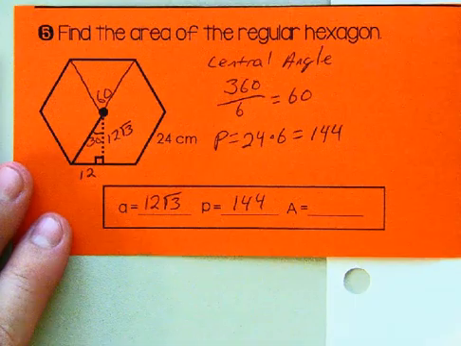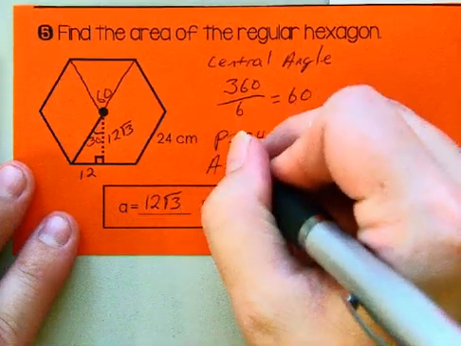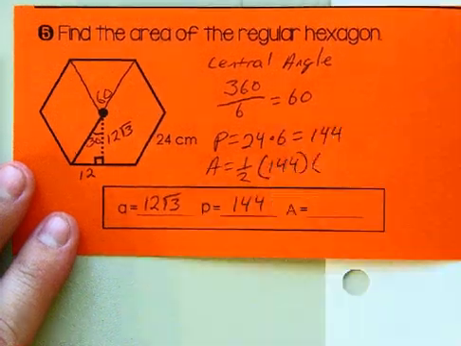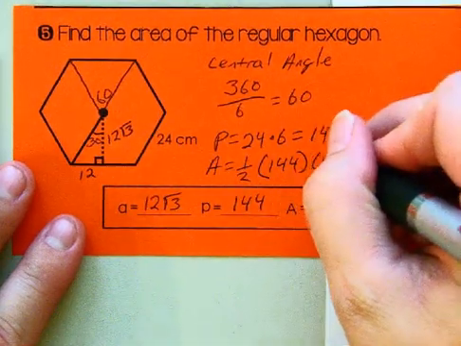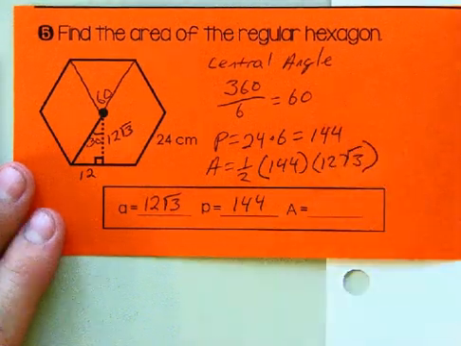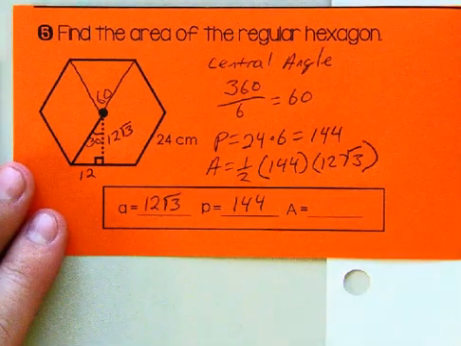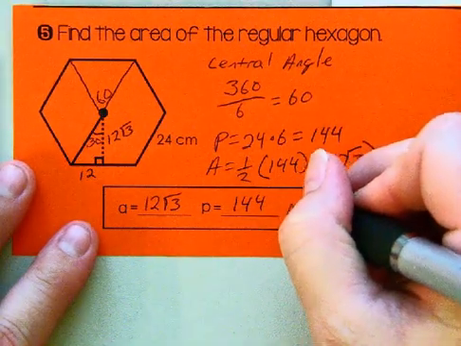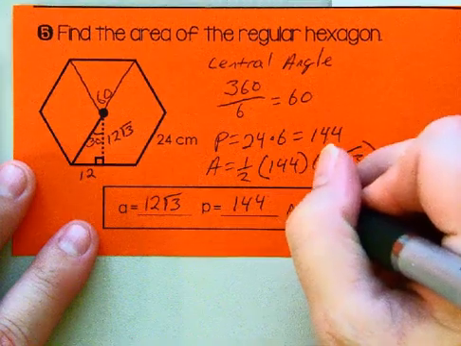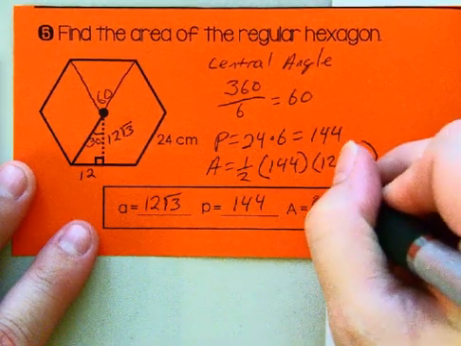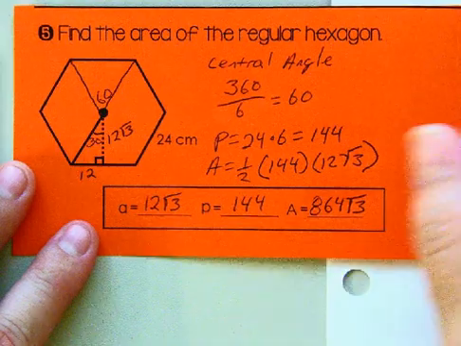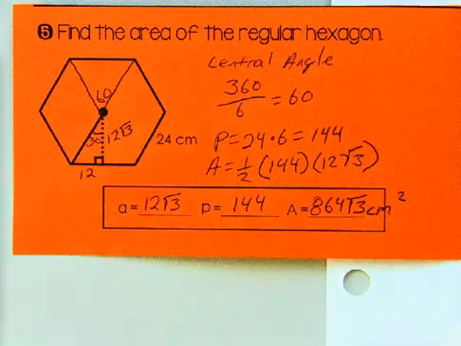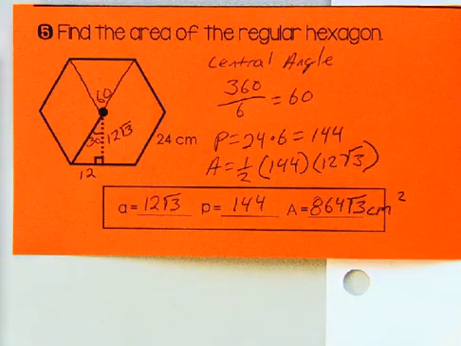So then the last piece is to do the formula for area. Area equals 1/2 times 144 times the apothem, which was 12 square root of 3. So you can go ahead and punch that into your calculator. So that ends up giving us an area of 864 square root of 3. And then our units for this one is going to be centimeters squared. Okay, so let's go ahead and move on.